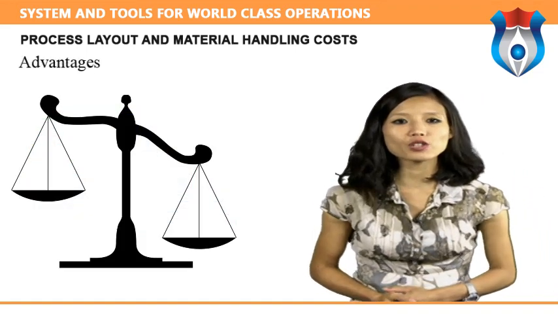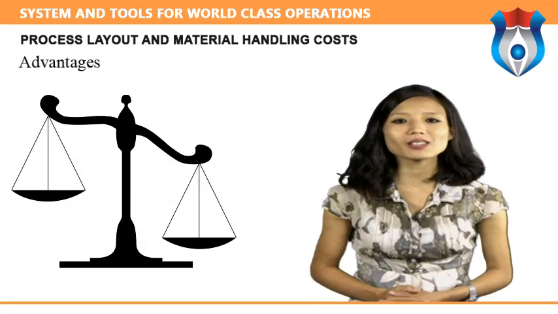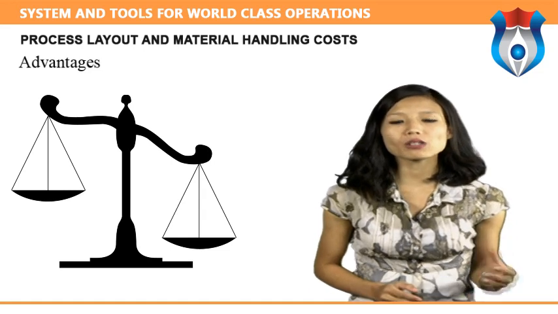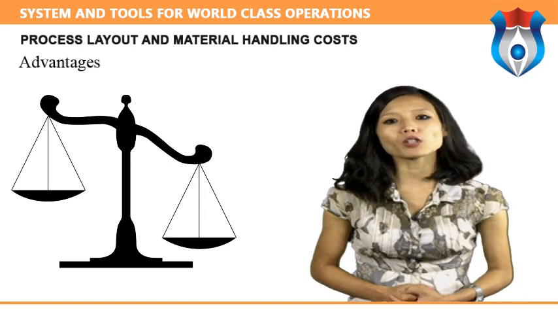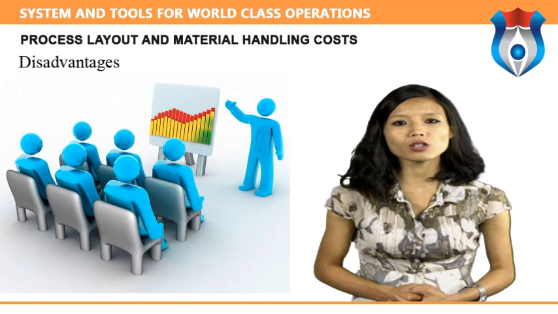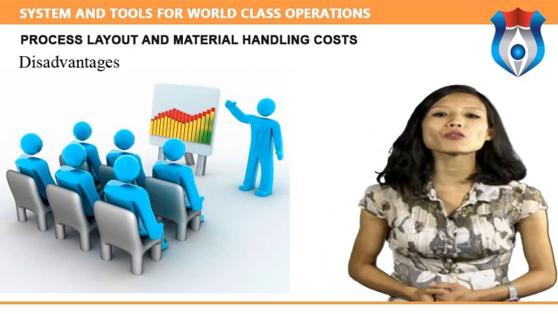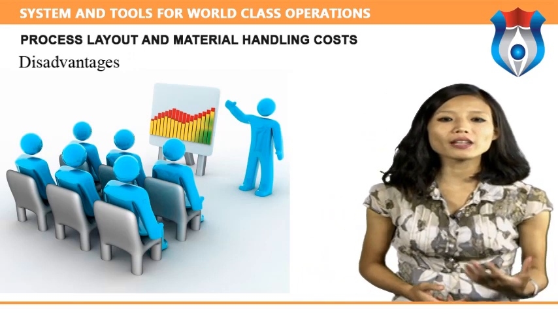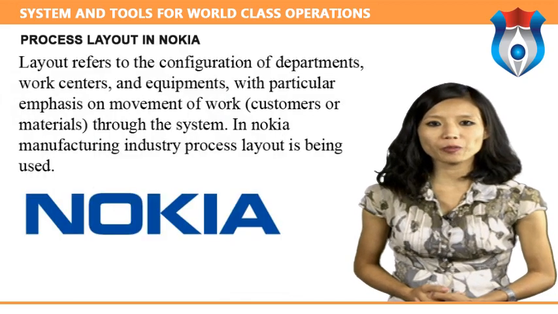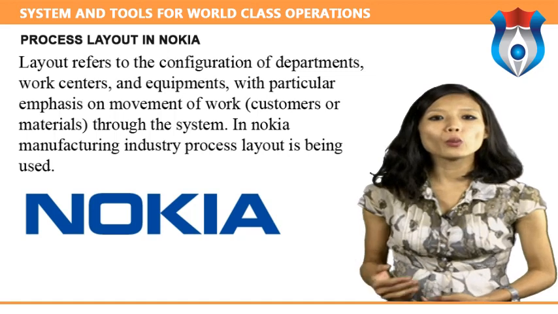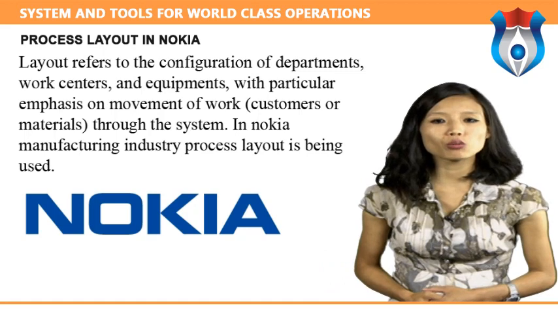Advantages. Process layouts are designed to increase economies of scale, allowing individual processes to function more efficiently by pooling resources. Because of this, process layout can be ideal for businesses that produce large volumes of product each day. Disadvantages. Process layouts can be less effective when dealing with individual custom orders, as custom information has to be sent along the production line along with the semi-finished materials. Layout refers to the configuration of departments, work centers and equipment, with a particular emphasis on movements of work, customers or materials through the system.